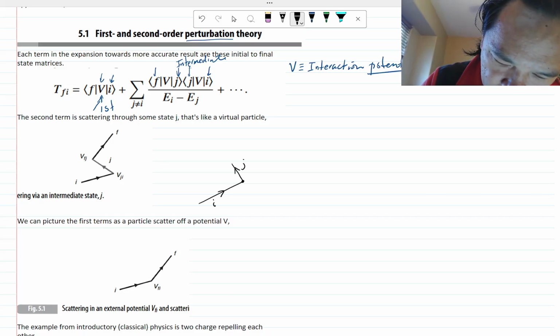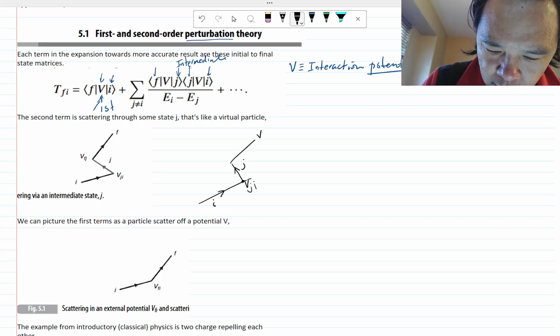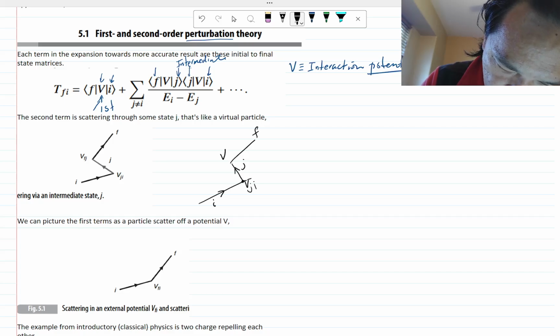So we can think about this as some potential V_JI. Oops, let's do a capital V there. And then it interacts again into its final state, F. Let's go over here.